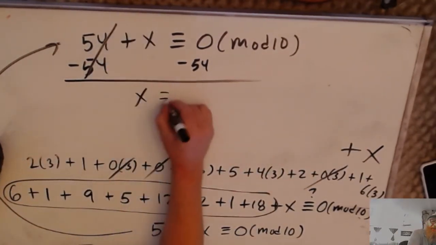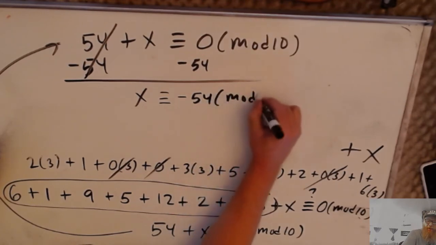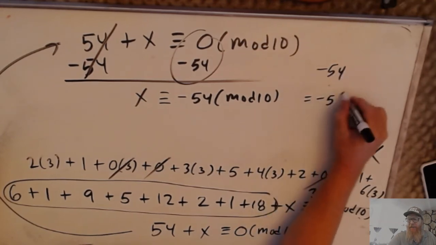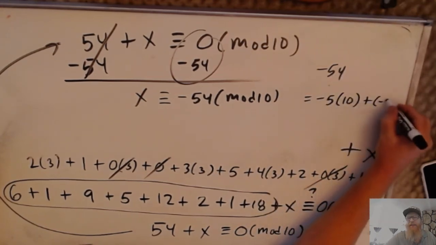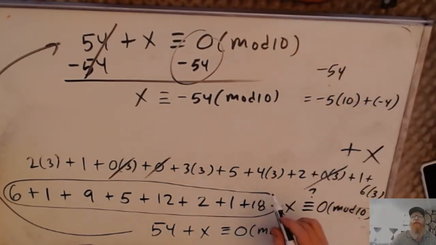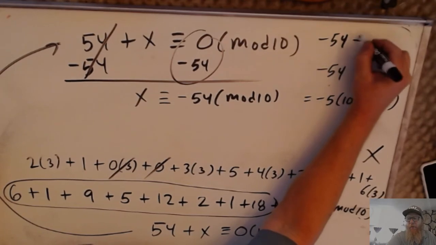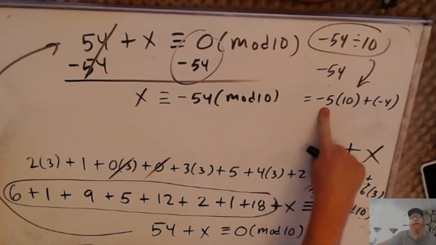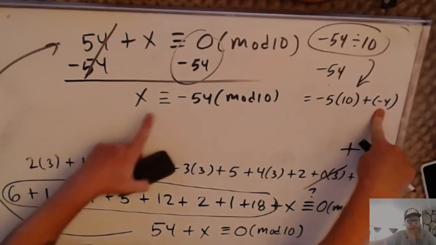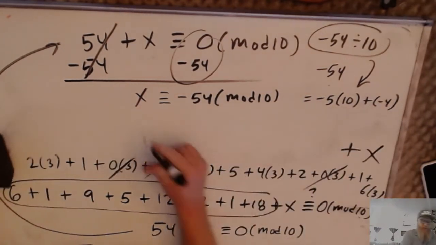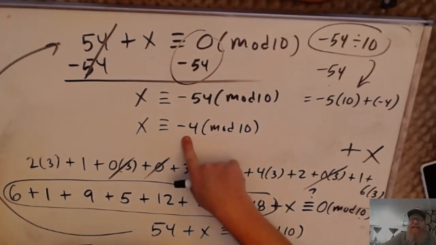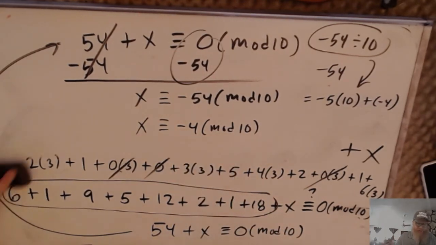So we're subtracting 54. We get negative 54 mod 10. Negative 54 is equal to negative 5 times 10 plus negative 4. Or you could do negative 54 divided by 10. It's the same thing. 10 goes into 54 5 times with a remainder of negative 4. Remember, because this is a negative, it has a negative remainder. So this is congruent to negative 4 mod 10. I've never seen a negative number on a barcode, and you never will. The smallest number on a barcode is 0.